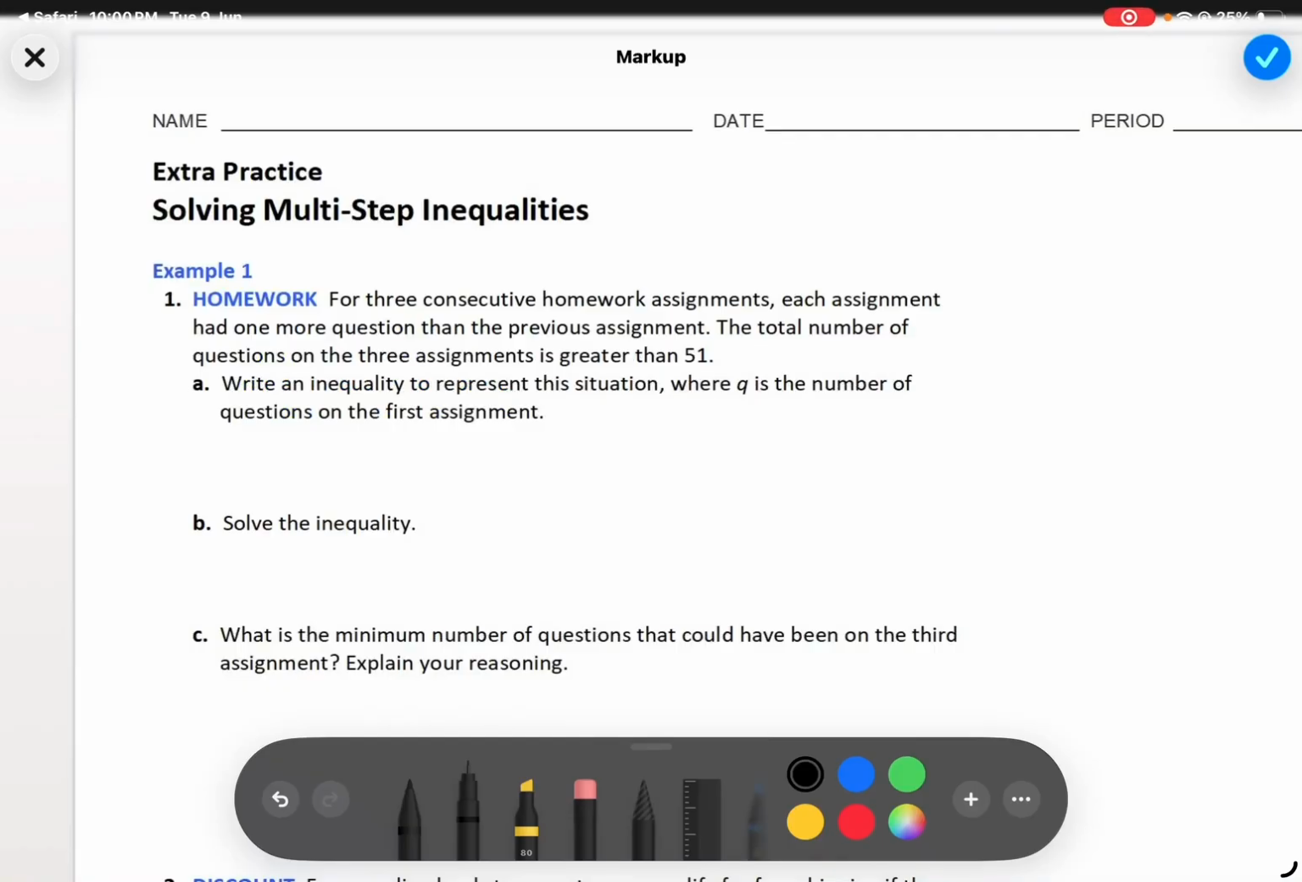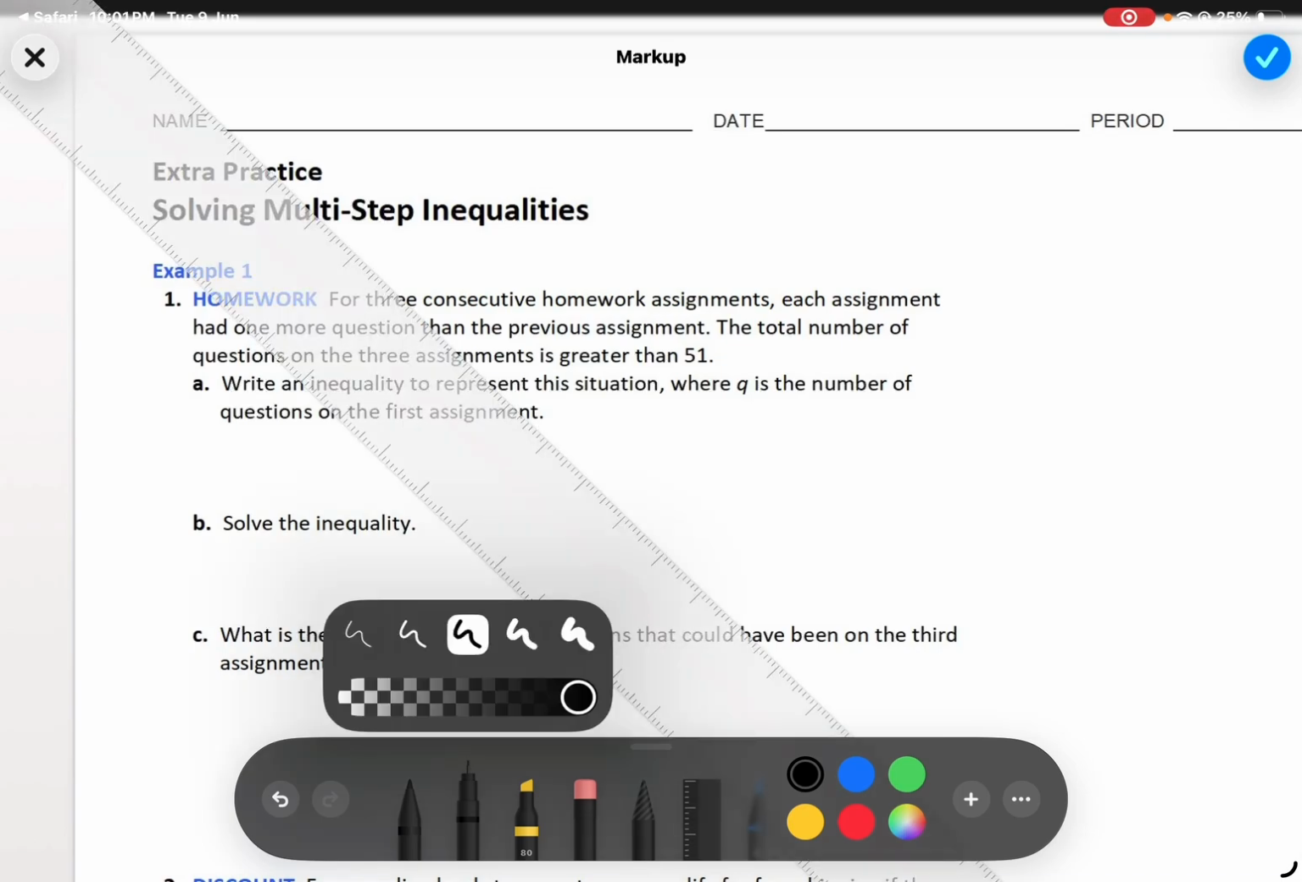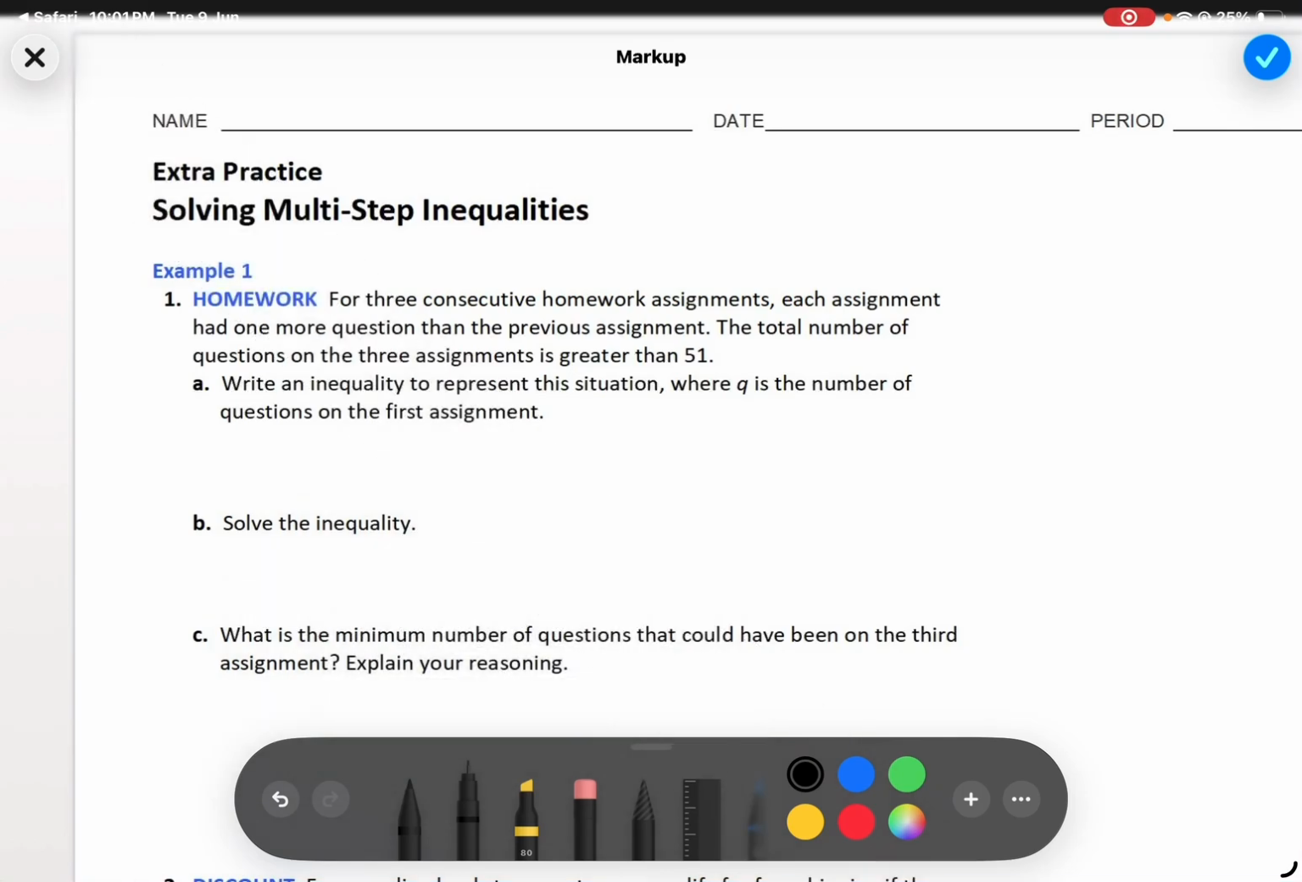Okay, so for the first question it's asking for 3 consecutive homework assignments, each assignment had one more question than the previous assignment, with the total number of questions on these assignments greater than 51. Write an inequality to represent this situation, where Q is the number of questions on the first assignment.